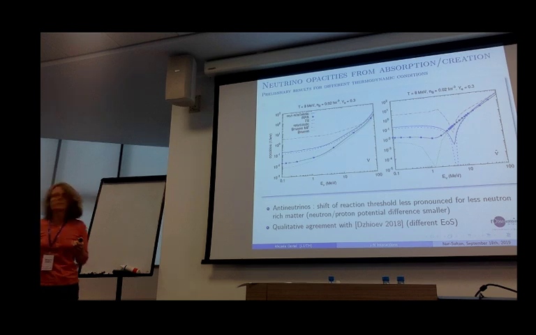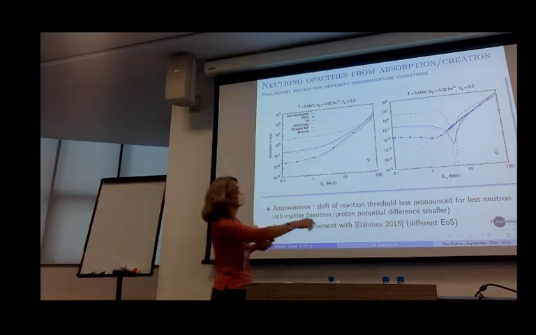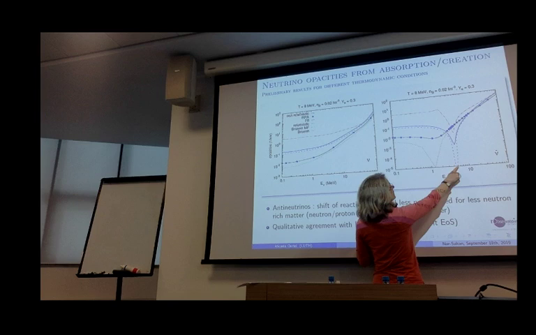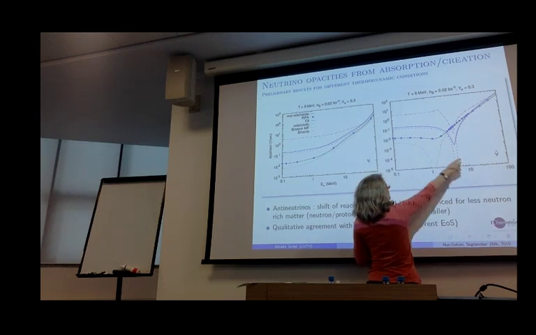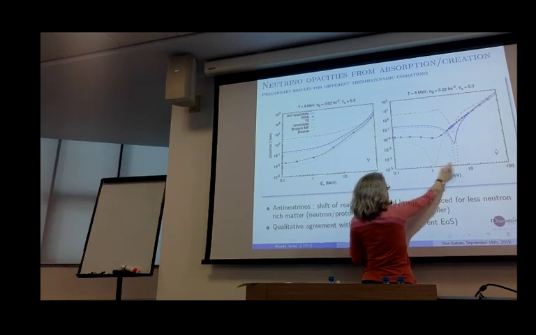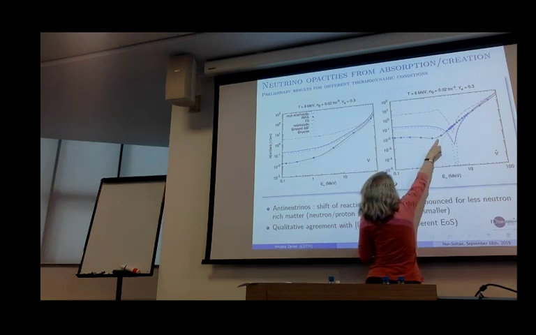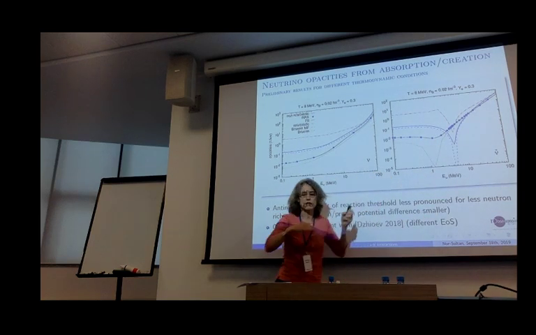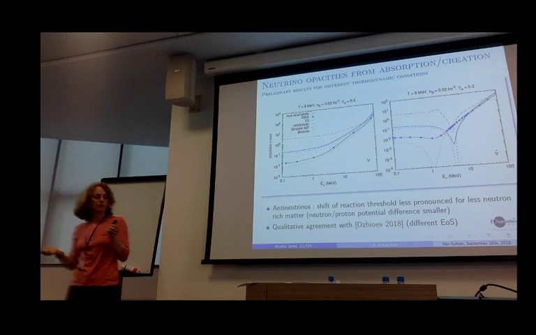But as this is not very, let's say in particular for the antineutrinos where you have the shift, and also if you take the analytic approximation, here really the opacity goes to zero, whereas here you can see the minimum is much less pronounced. So you really need some correction depending on the energy.